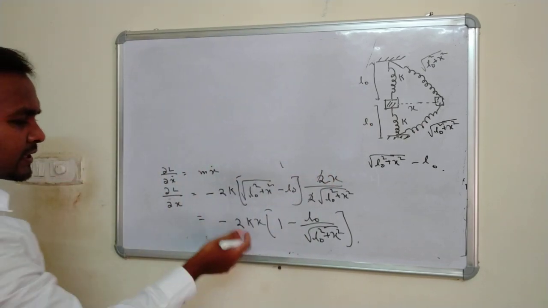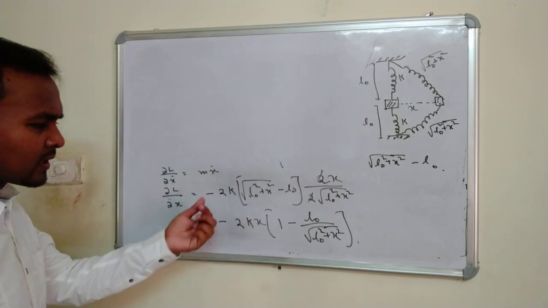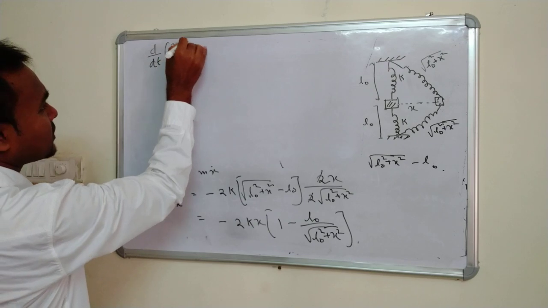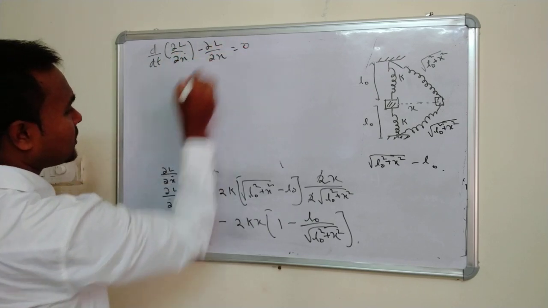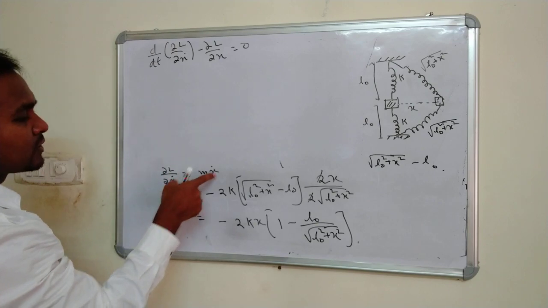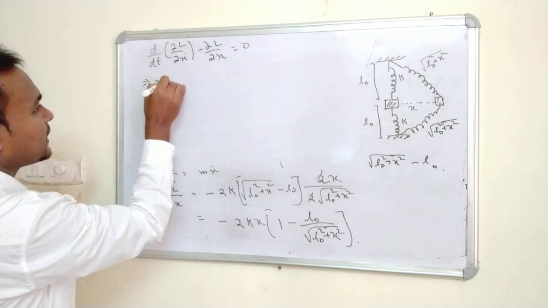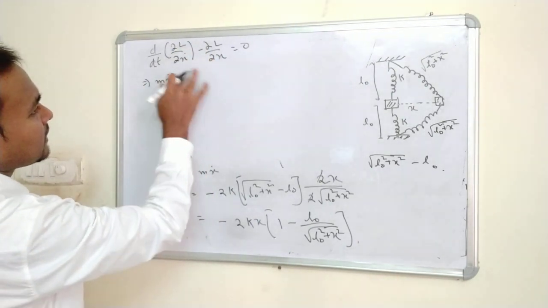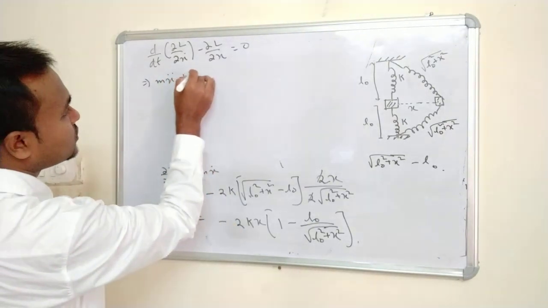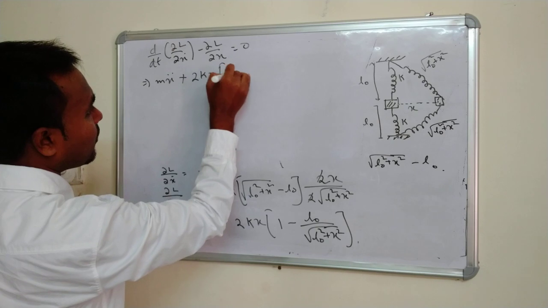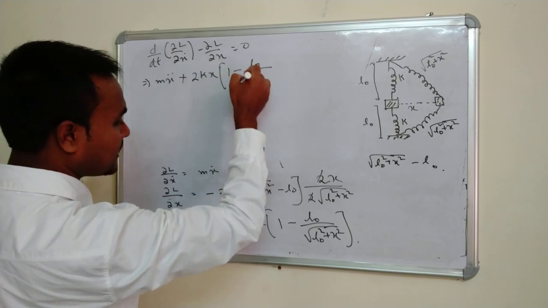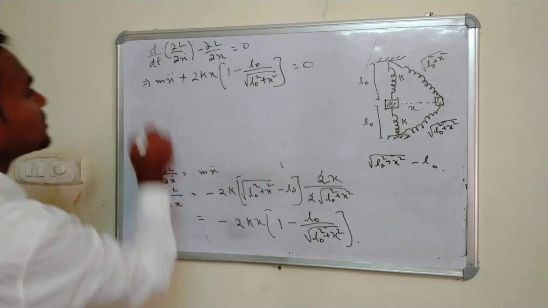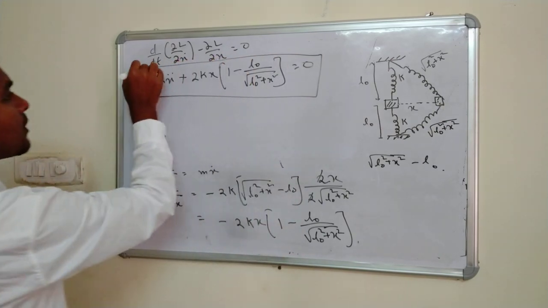See, therefore I can write down the equation of motion. In the Lagrangian equation of motion, d upon dt of del L upon del x dot, minus del L upon del x, is equal to 0. Del L upon del x dot, I have to differentiate with respect to time, so we will get m x double dot, and this minus sign becomes a plus sign. Clear? So minus and minus gives plus, so 2kx times 1 minus L0 divided by the square root of L0 squared plus x squared, equal to 0. So this is the equation of motion for this system.